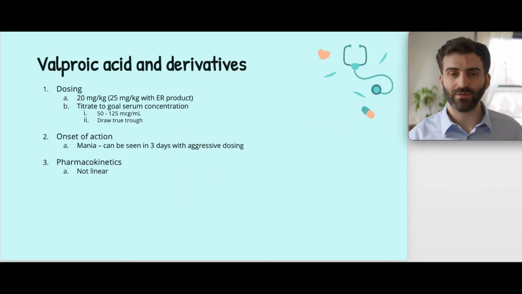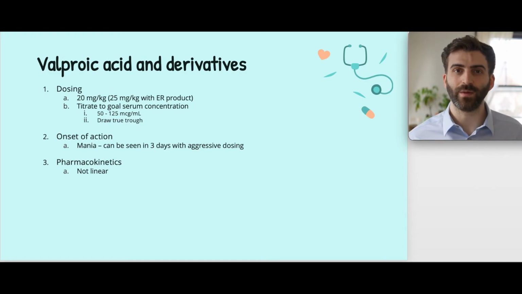Here's some of the dosing information. There's a few ways to dose valproic acid. Weight-based is common, and you have to dose a little bit higher with the ER product as it's a little bit weaker than the other products. And again, you're going to titrate to a goal serum concentration and to effect. So 50 to 125, draw a true trough. If you don't draw a true trough, it's important to interpret the level. If it's drawn early, you might expect the level to be a little higher, and so on.